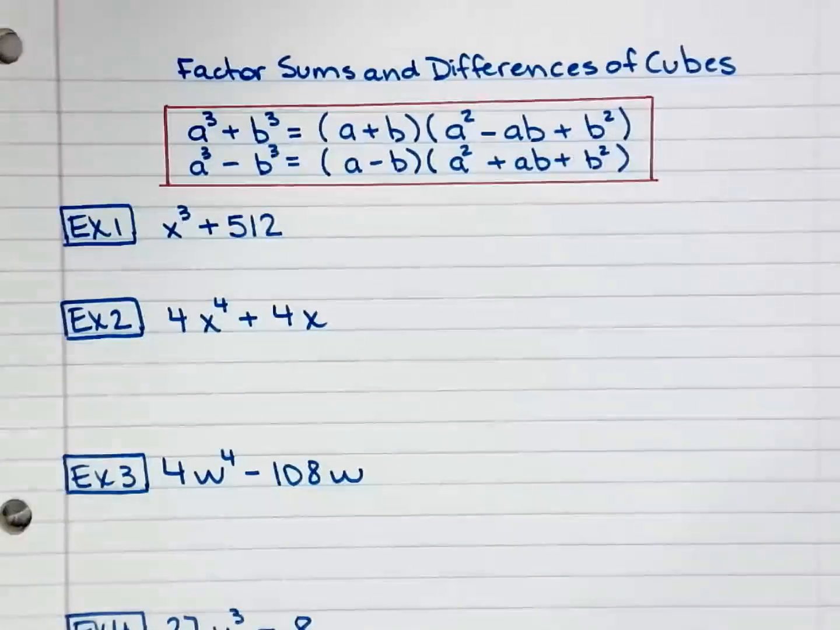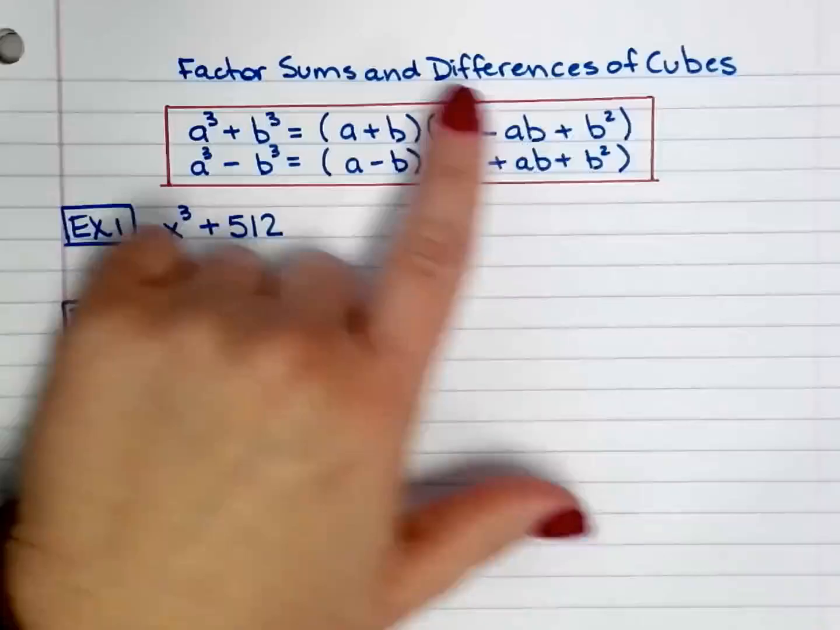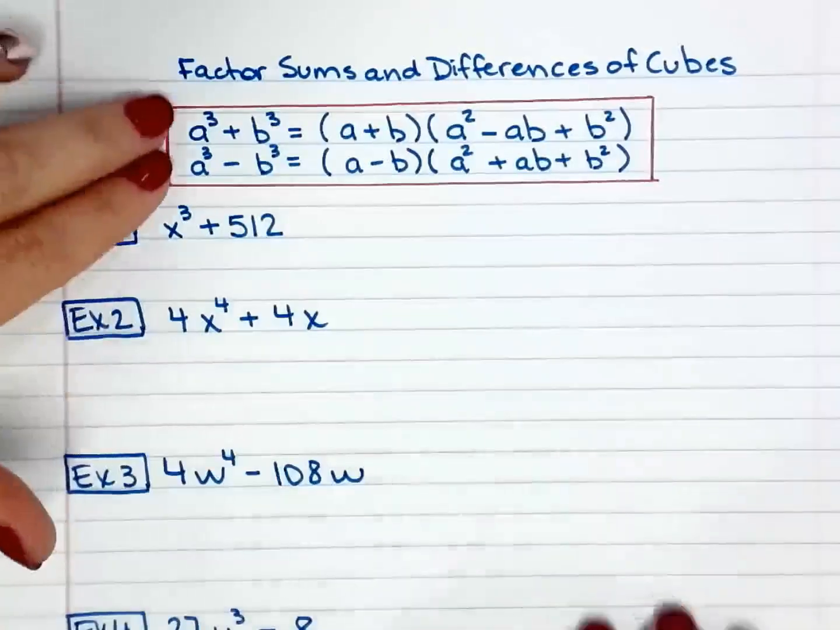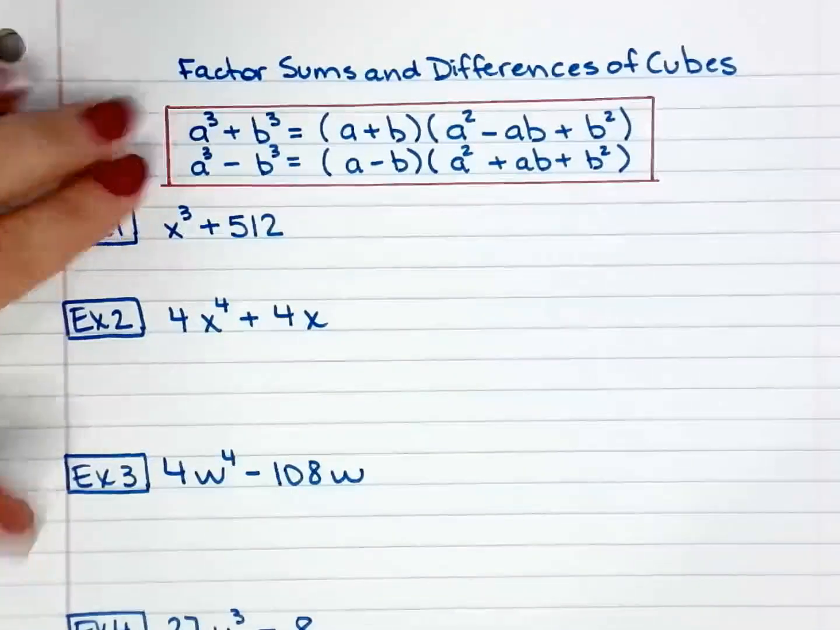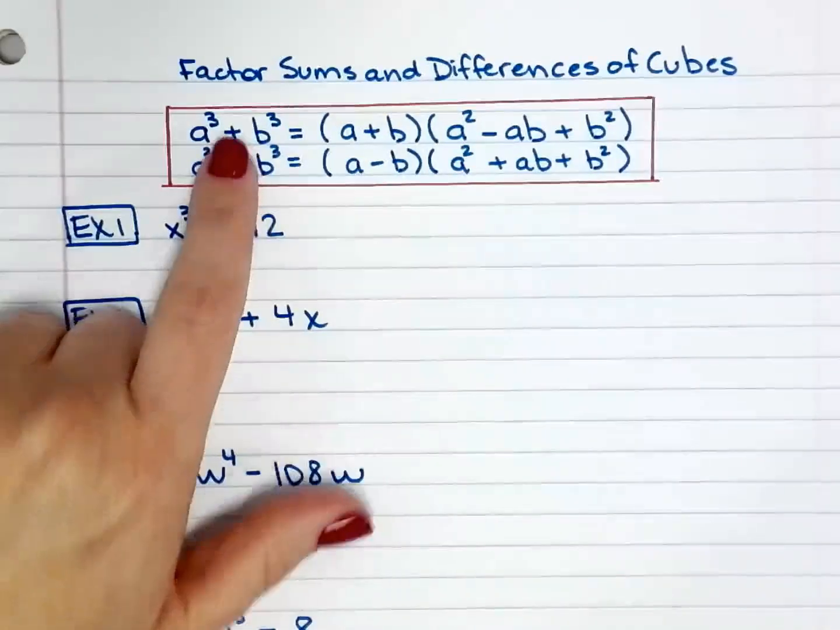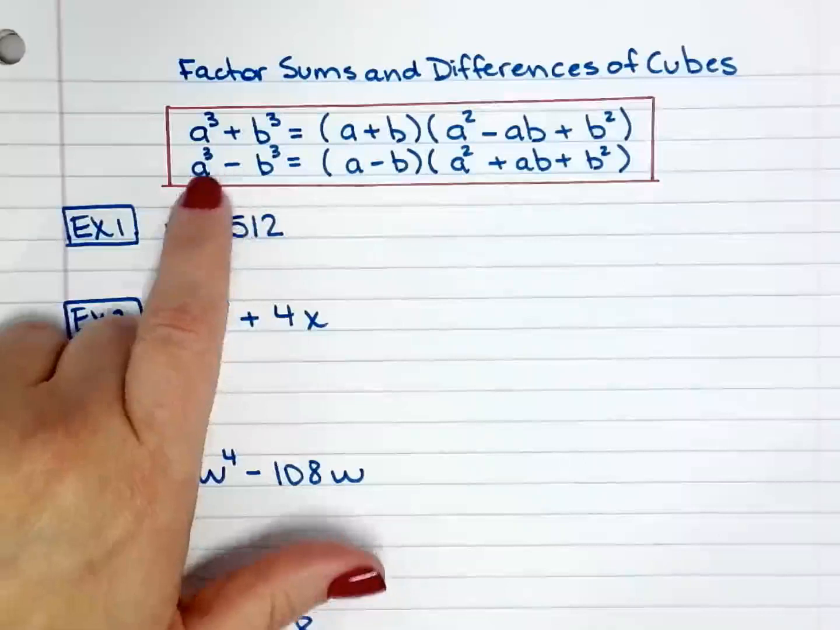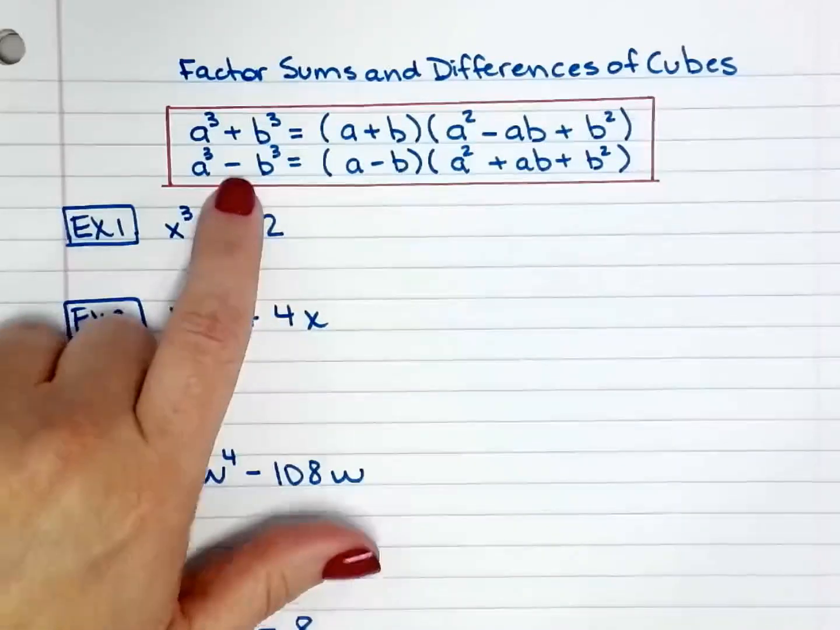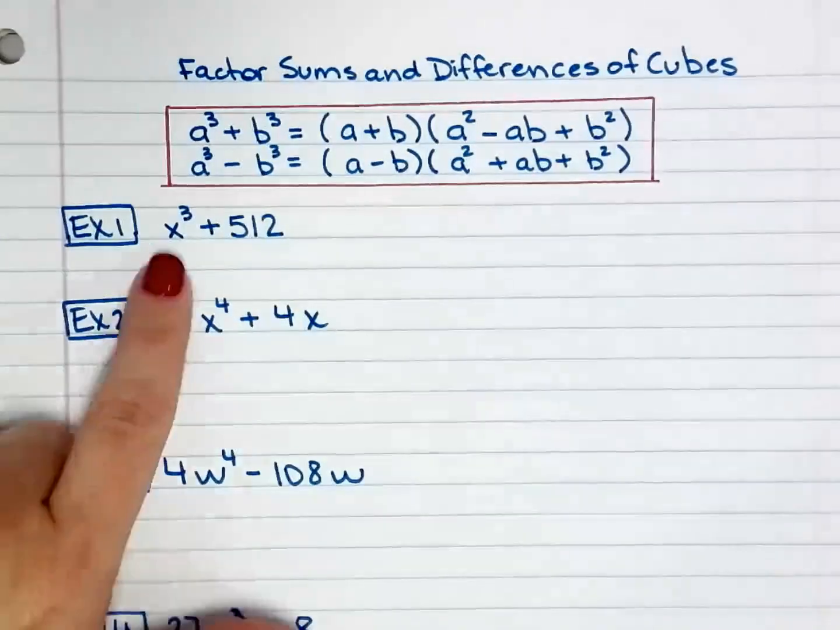Hi guys, in this video we will factor sums and differences of cubes. Here I have two different formulas. One when you have two perfect cubes but you're adding them, and the other one, same idea, two perfect cubes but you're subtracting them. Let's figure this out.